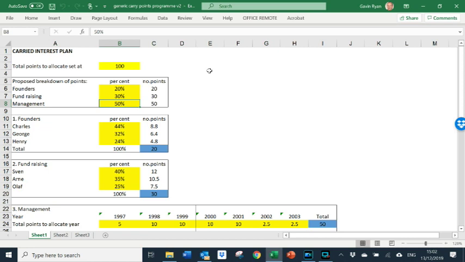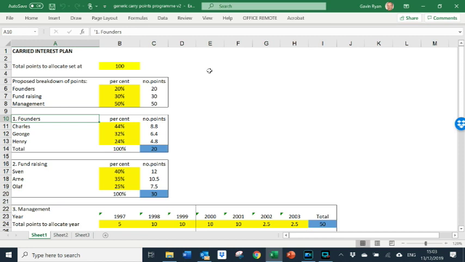In fact, Invest Europe has put out a paper in which it recommends as a matter of best practice in private equity that at least 50% of the points should be reserved for managing the fund after it has been raised. So as you can see, the founders would get then 20 points, the fundraising activity 30 points, and managing the fund 50 points. So let's go down to the founders.